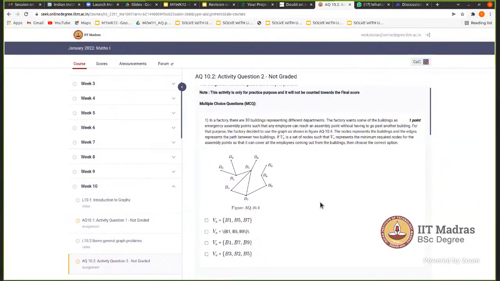Depending upon the question, we choose the vertices. They said in a factory, there are 10 buildings representing different departments. The factory wants some of the buildings as emergency assembly points, such that any employee can reach an assembly point without having to go past another building. So if he is at B0 or B9, he should be able to reach the emergency assembly point, which is B8. He will be allowed to move along one particular edge, is the question.